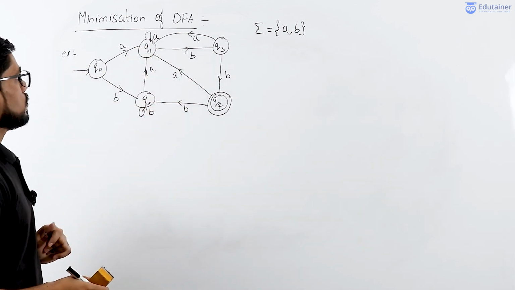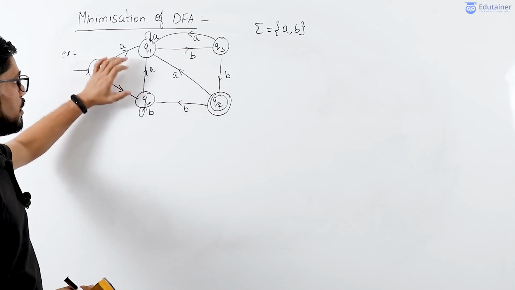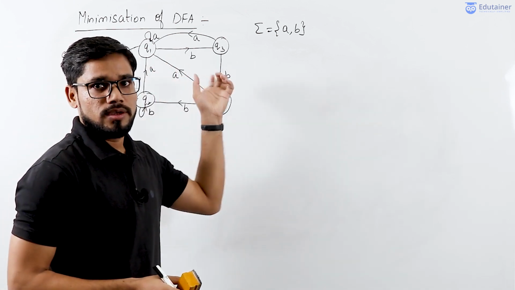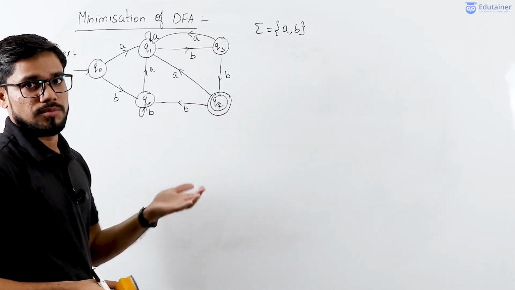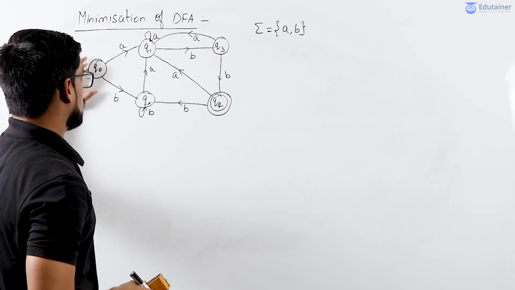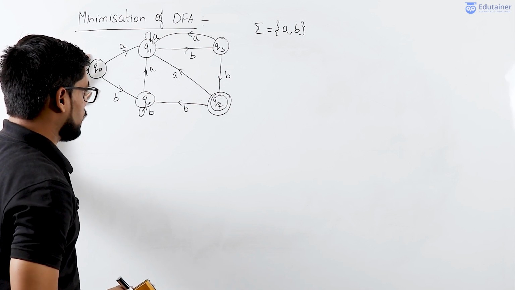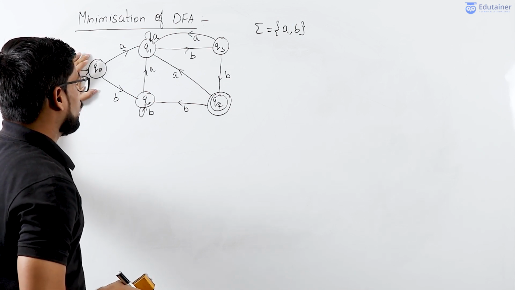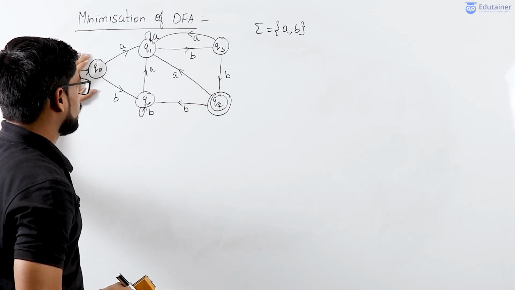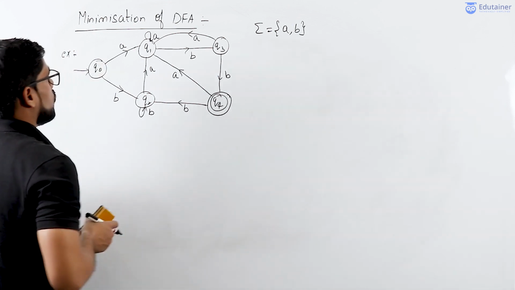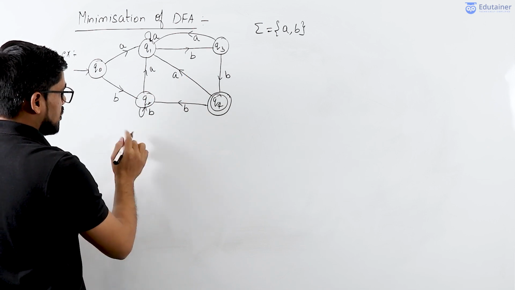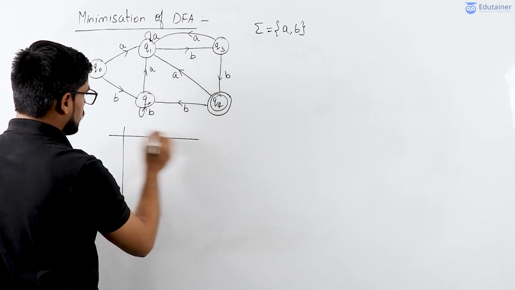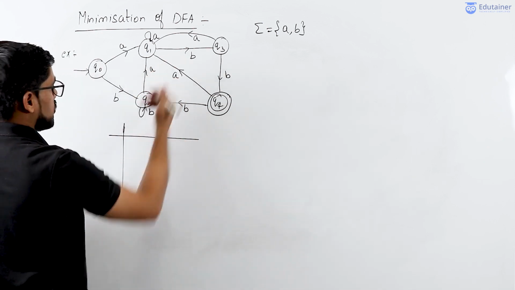Minimization means maybe I can reduce 2 or more states into one single state and get a different transition diagram. That is the minimization. So for the minimization purpose, first you will draw the transition table. Drawing the transition table is very easy using the transition diagram.